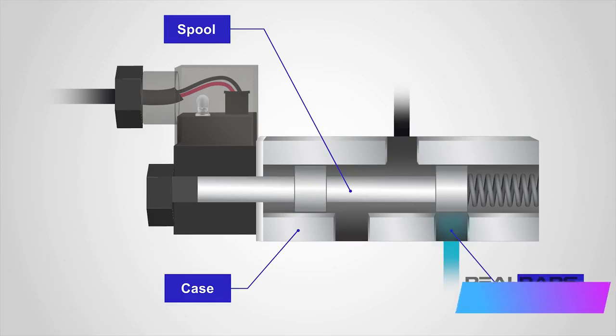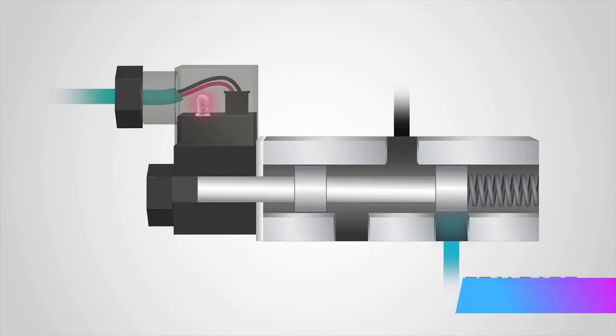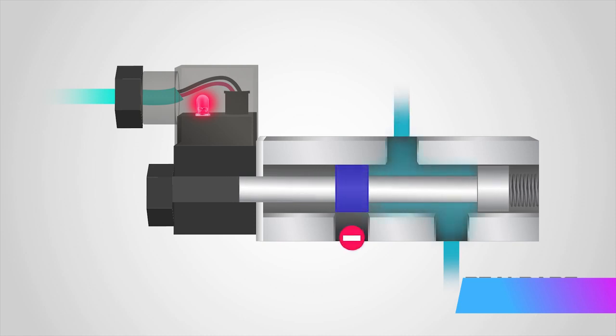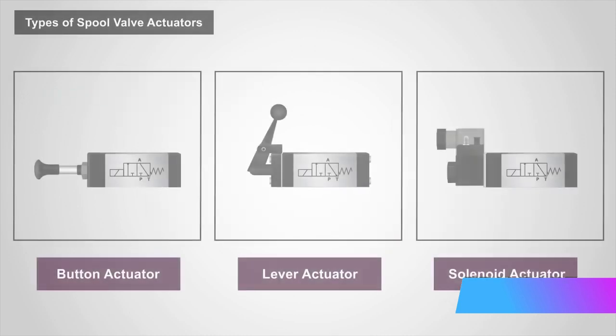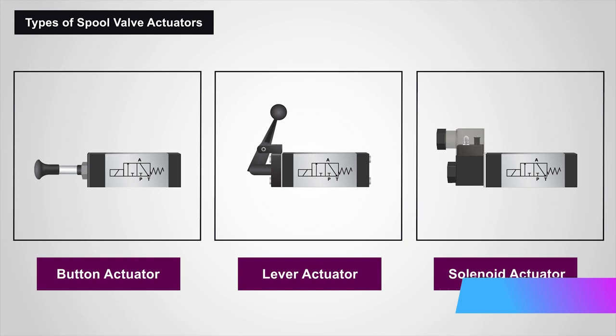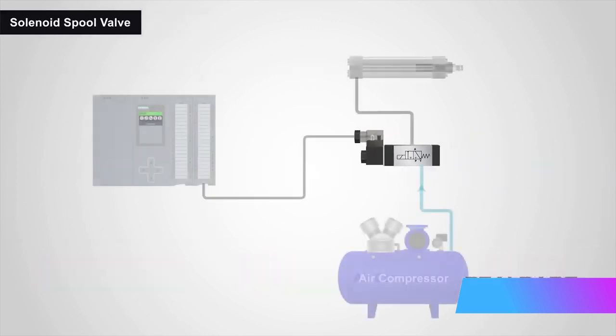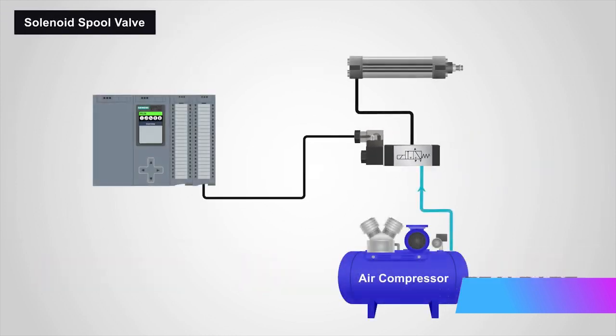as ports. The function of the spool is to move within the sealed case and provide the function of either blocking or opening these ports, depending on the position of the spool. The spool can be moved in many different ways, manually using a button or a lever, or as part of a larger control system using a solenoid actuator.